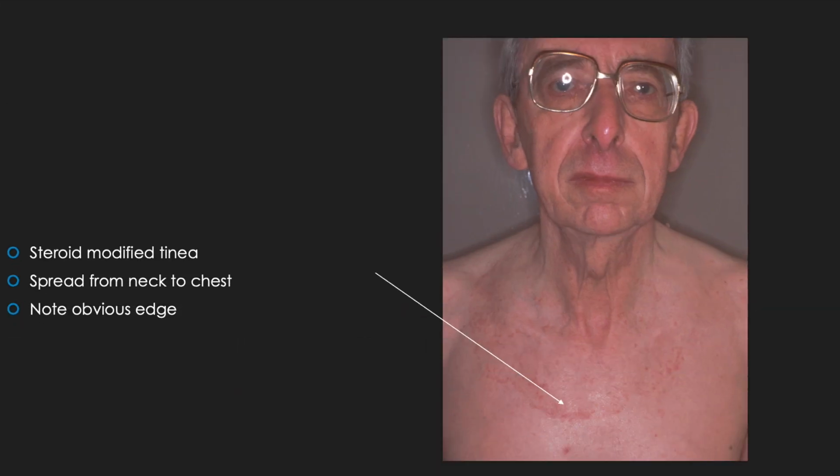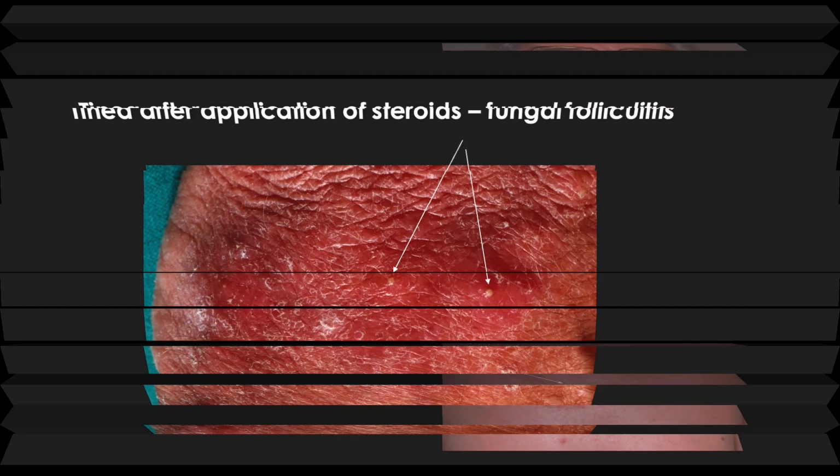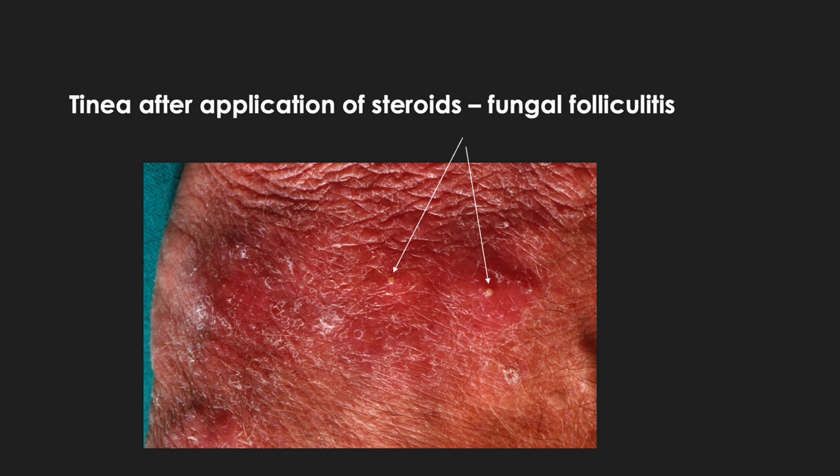This man had a small fungus infection on his neck, inappropriately treated by the use of a topical steroid, and it's made the fungus spread widely over his face, down onto his chest. You can see that obvious peripheral scaly edge, which is typical of a fungus infection. Another example of Tinea incognito, or a fungus infection that's been modified by the use of topical steroids.